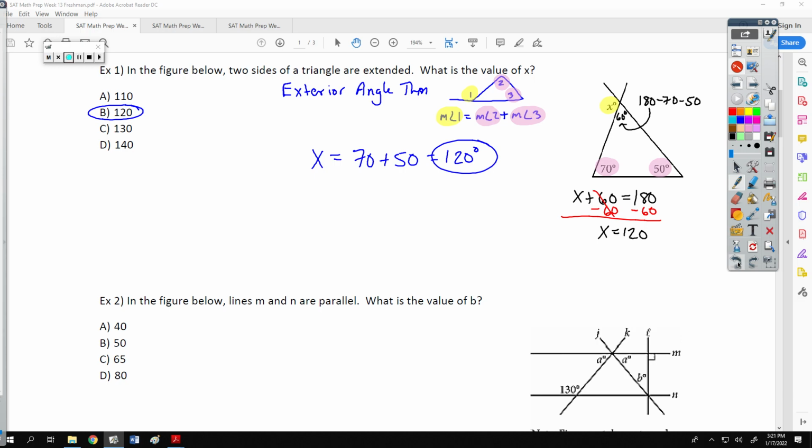There are often more than one way to do an SAT-style question. So even if you don't think of it the same way as your neighbor, you may still get the correct answer. All right, on to example number 2.